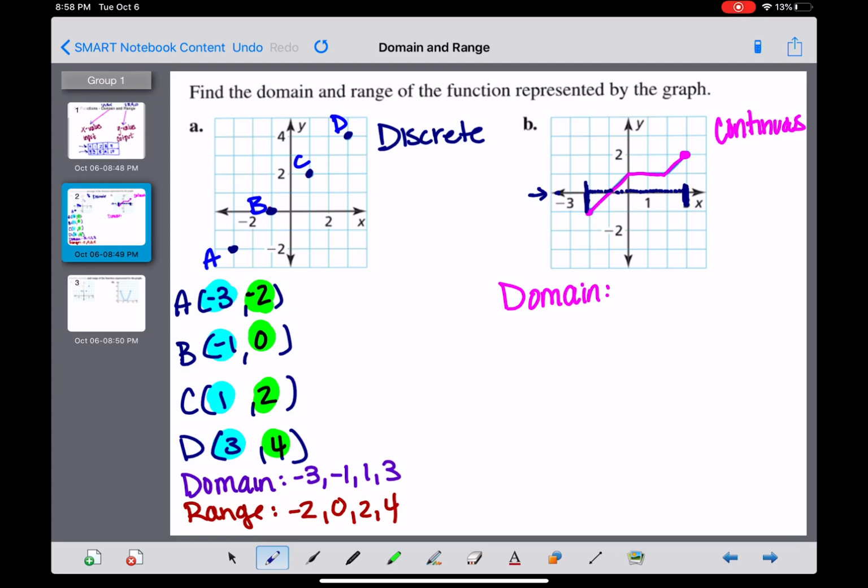So I write that as -2 is less than or equal to x, since we're dealing with domain, which is less than or equal to 3. So that means my x values are everywhere in the middle of -2 to 3.